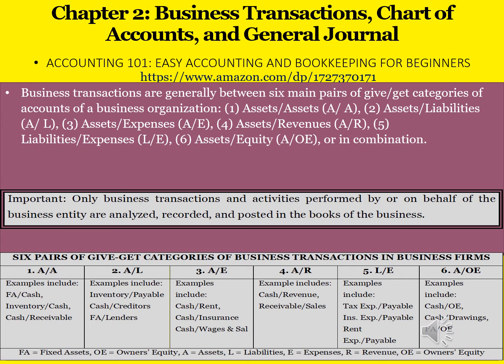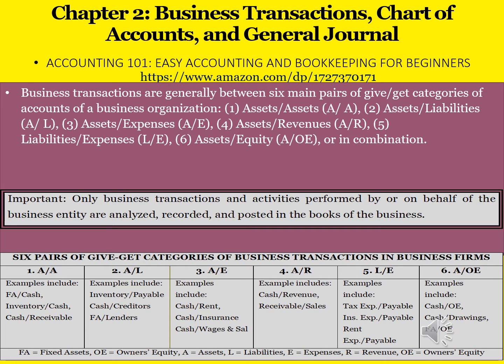The business is treated as a separate, non-organic person in the eyes of the law and referred to as a business entity. Business transactions are generally between 6 main pairs of give-get categories of general ledger accounts of a business organization. 1. Assets to assets, such as cash received on account from a customer and involving a debit to cash and a credit to accounts receivable.